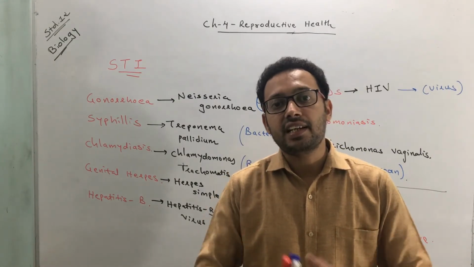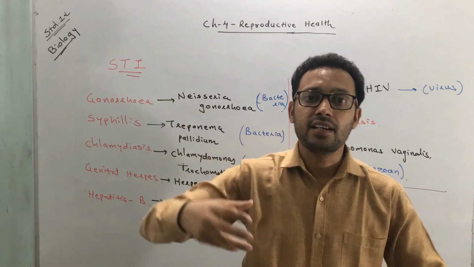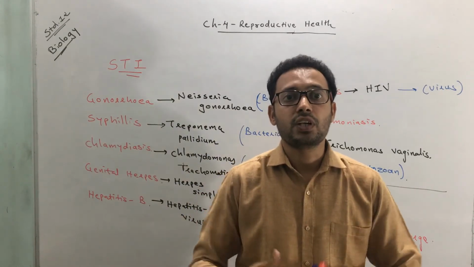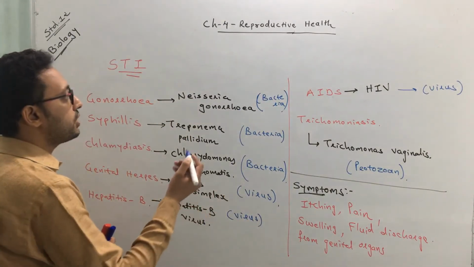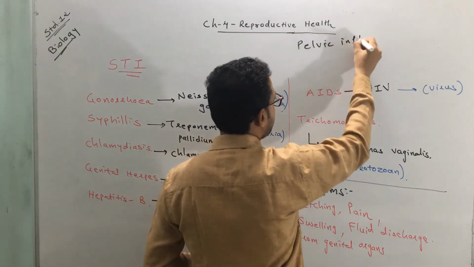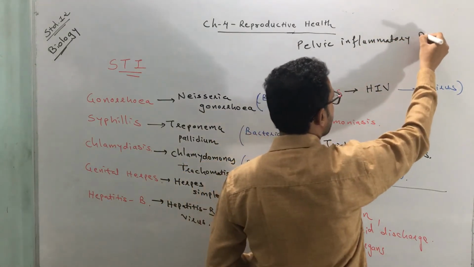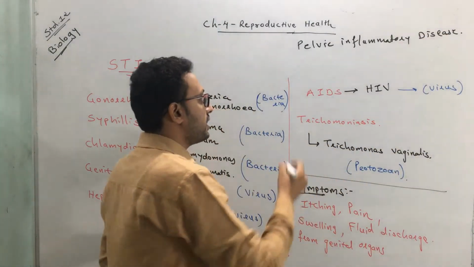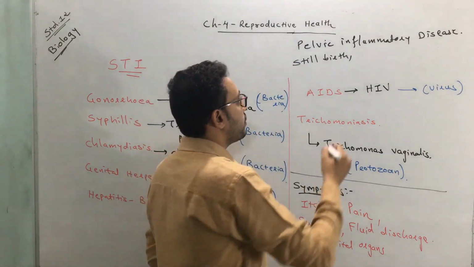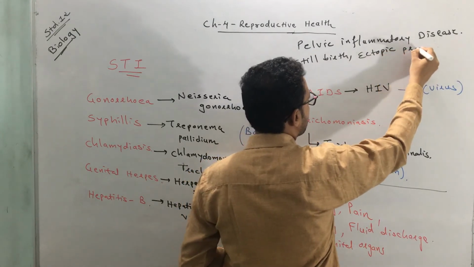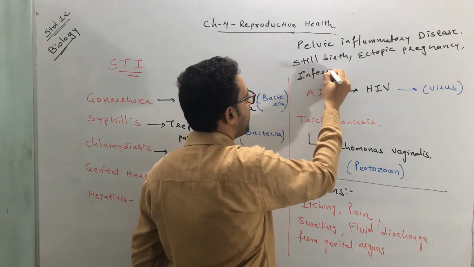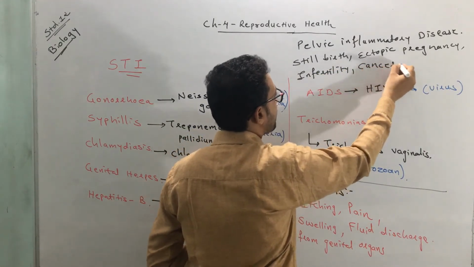But if it is detected at a later stage, or if you go to a doctor very late, when the disease has progressed very much in your body, at that time the chances are that other complications might occur. So what are the complications that might occur? Let's discuss. If there is late detection, then it may lead to pelvic inflammatory disease. It may produce a stillbirth. Stillbirth means delivery of a dead baby. That is called a stillbirth. Or a person may have an ectopic pregnancy. Then the person might have infertility, meaning not capable of producing a child. Or sometimes the patient might have a cancer of the reproductive tract.